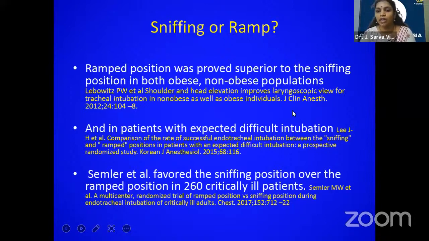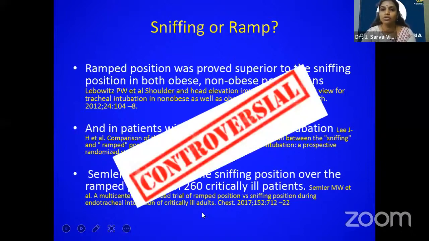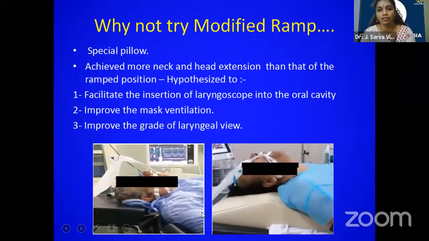And published in the Journal of Clinical Anesthesiology. And it is also proposed to be more favorable even in patients with expected difficult intubation in the studies done by Lee et al. and published in the Korean Journal of Anesthesiology. But there is another group of people who had a different opinion and who favored the sniffing position, like Semler et al. So it was controversial whether to go for a sniffing or a ramp position. And now the authors of this article have come up with another different position called a modified ramp position using this special pillow that we had seen already.